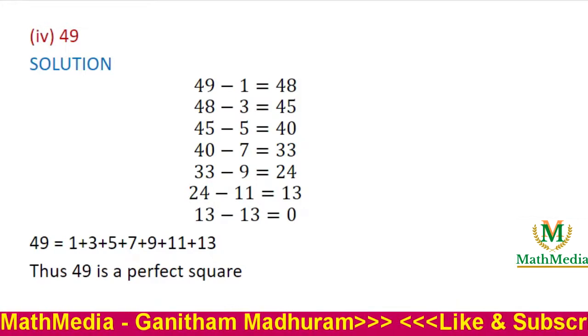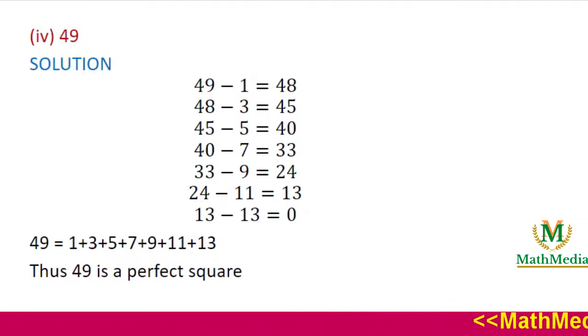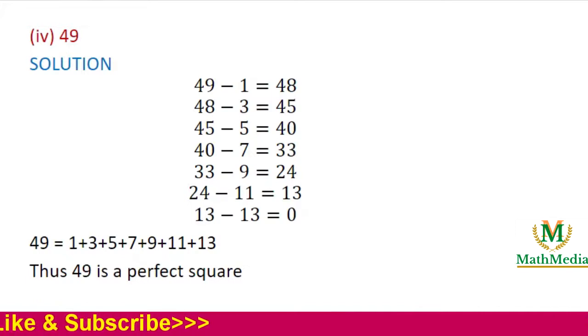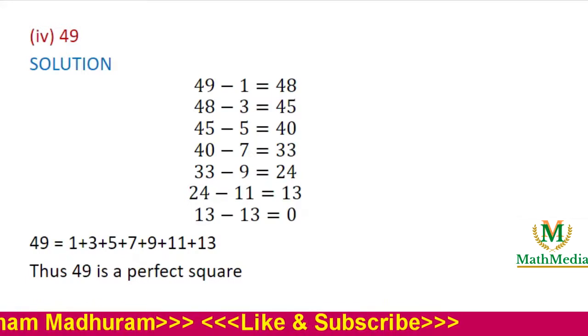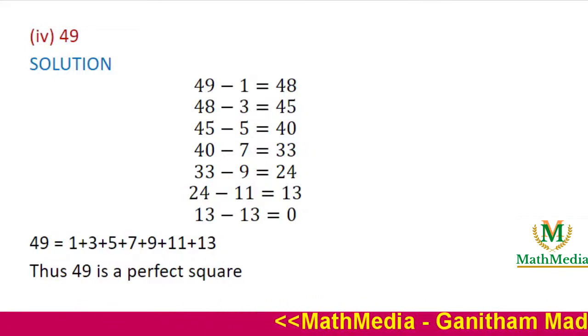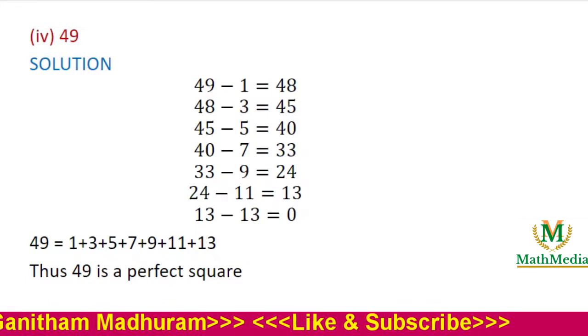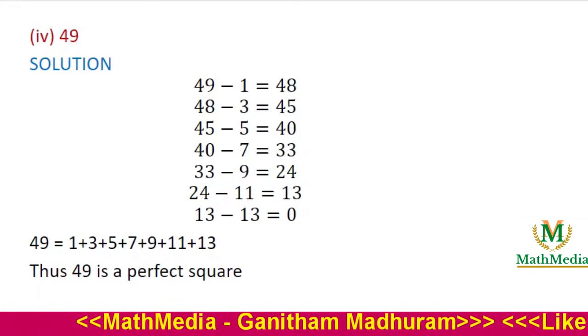Hence 49 can be expressed as a sum of successive odd numbers starting from 1, that is 49 equal to 1 plus 3 plus 5 plus 7 plus 9 plus 11 plus 13. Thus 49 is a perfect square.